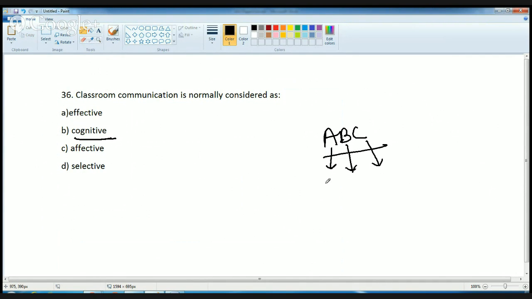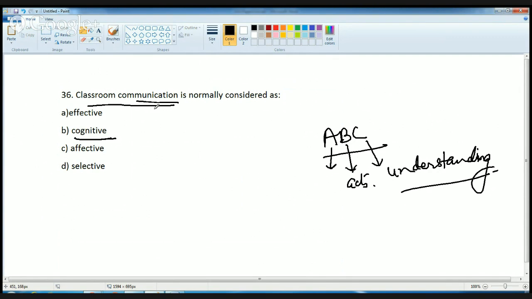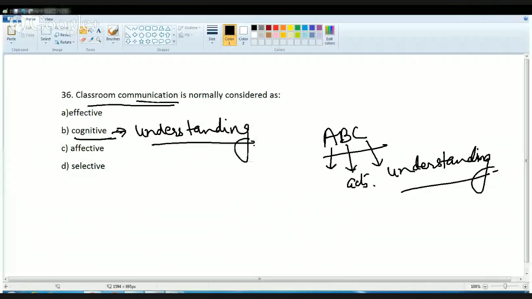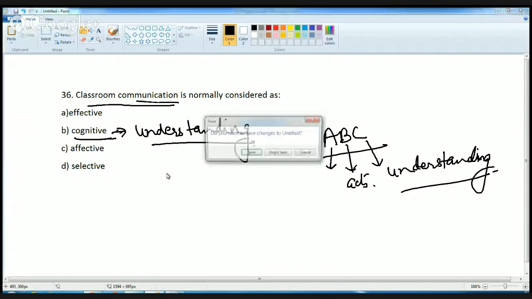A is the affective component, which means you are emotionally linked to something. B is the behavioral, or your acts towards something. And C is the cognition, or the component that talks about understanding. So whenever we talk about classroom communication, the main emphasis is whether you are able to understand a specific concept or not. Cognitive functions usually talk about your understanding towards something, and therefore classroom communication is considered a cognitive method.